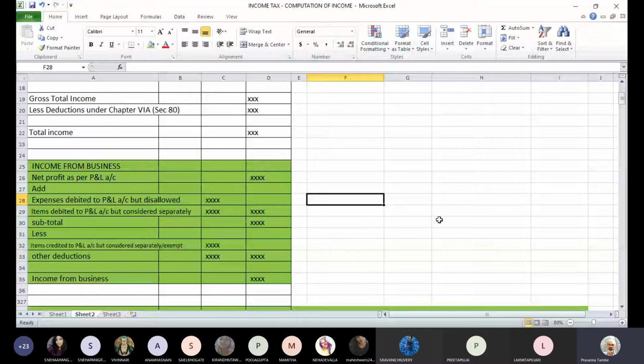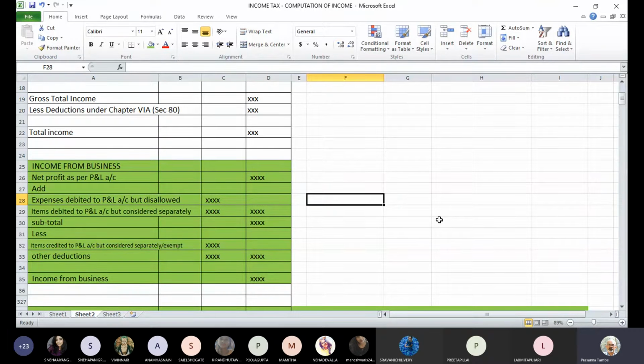So there will be certain deductions from net profit and these will be items credited to P&L account but considered separately or which are exempt from tax. These will have to be reduced from P&L account net profit. And one more deduction will follow, and that is any other deduction. For example, depreciation, as I told you, you debited a certain amount to P&L account, but the actual depreciation as per income tax is different. So what we do, we add back the original amount debited to P&L account, and then we claim a deduction for the actual amount of depreciation as per section 32. So that could fall within the meaning of other deductions.